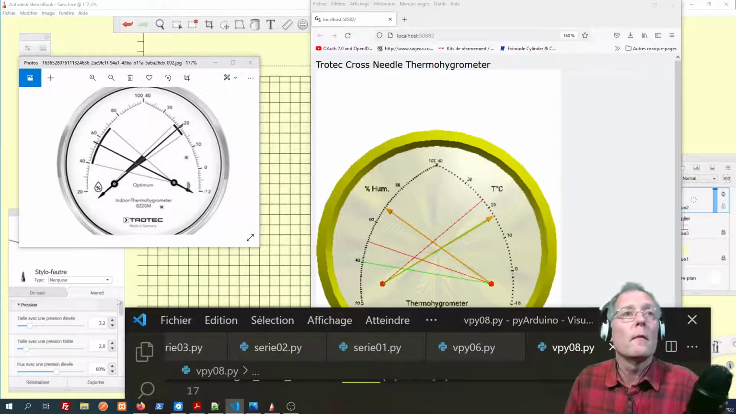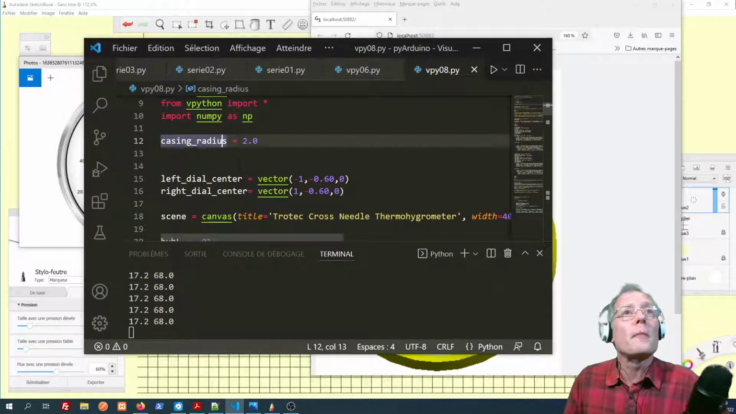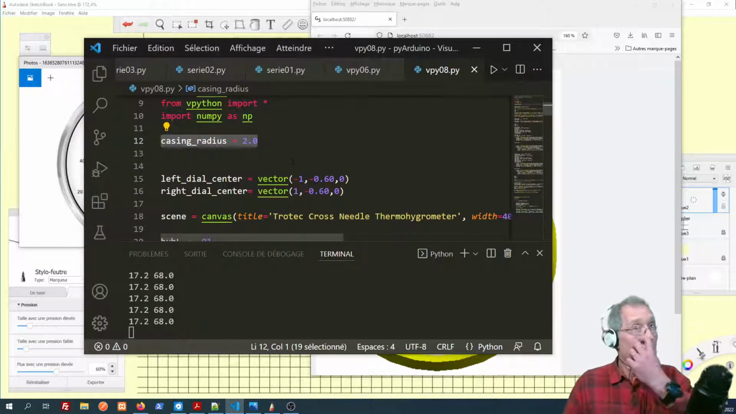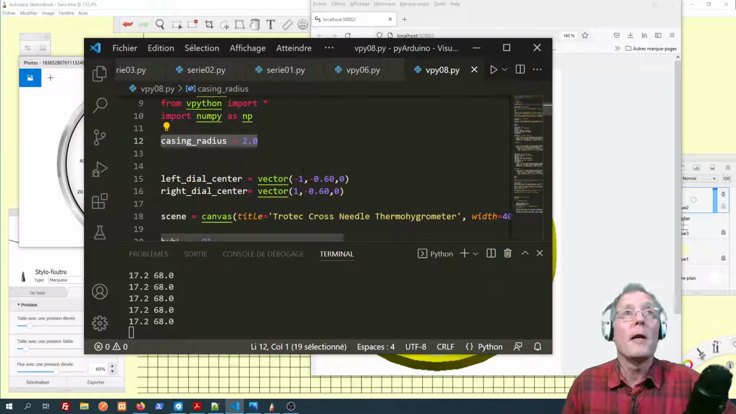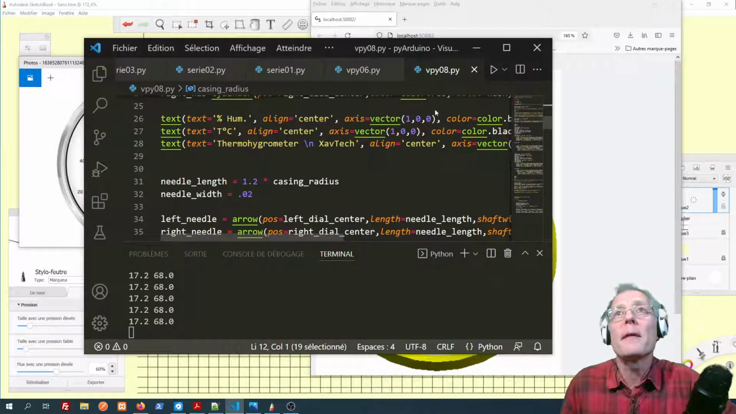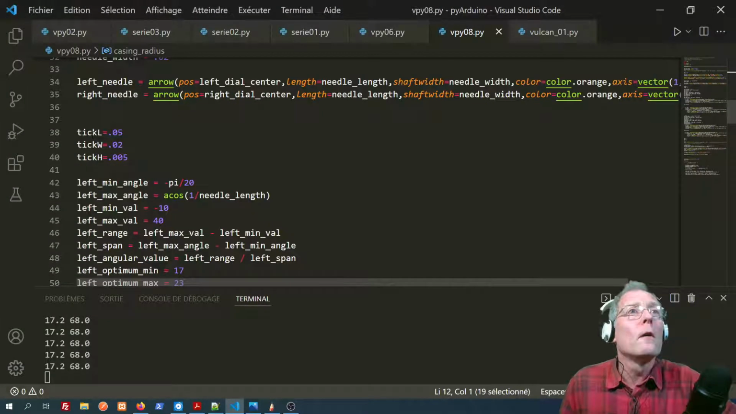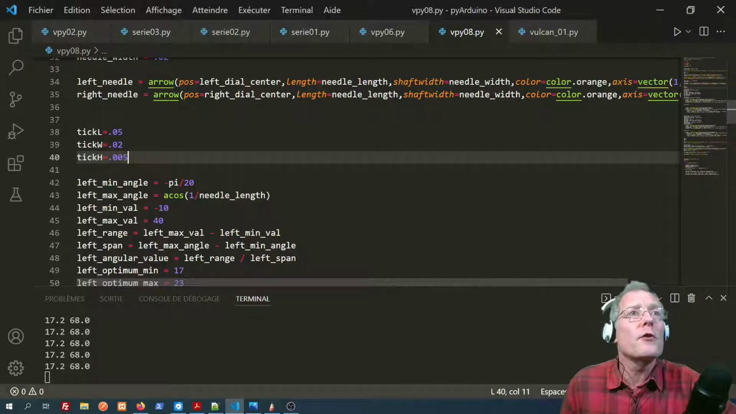That's why we give a multiplicator here. So just to be sure, here you have the casing radius, which is set at 2. Casing radius is the main casing radius, of course. Okay, I hope it makes sense. Thick, length, weight, width, etc. Nothing changes here.